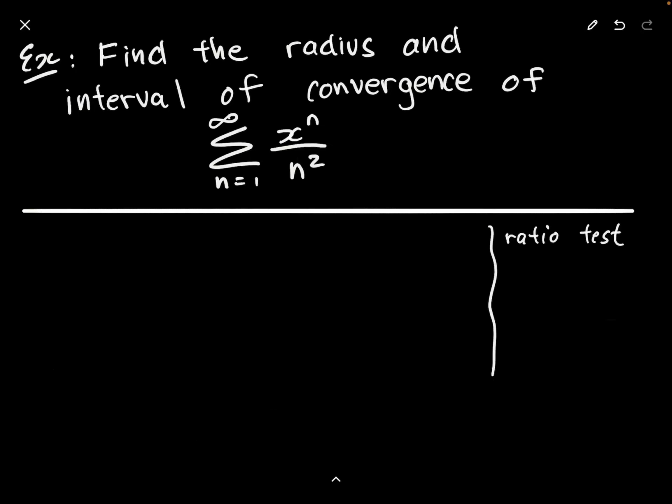Find the radius and interval of convergence of this power series. Again, we'll use the ratio test. So x to the n plus 1 over n plus 1 squared, and instead of dividing by the nth term, we'll multiply by its reciprocal.